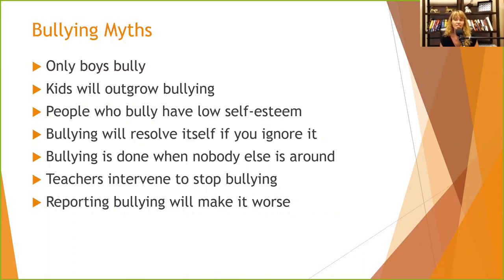Bullying will resolve itself if you ignore it. No, just like kids won't outgrow it, if you ignore it, it's probably going to escalate, because if there's no negative consequences for the behavior, then the people who are doing it now are going to say, hey, if I can get away with that, I wonder what else I can get away with. And kids who aren't bullying are going to go, well, hey, if Tom gets away with it, I bet I could get away with it, because that seems like kind of the way to go, to be a big old bully.